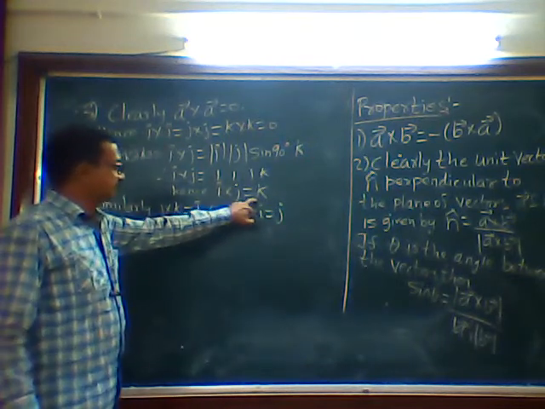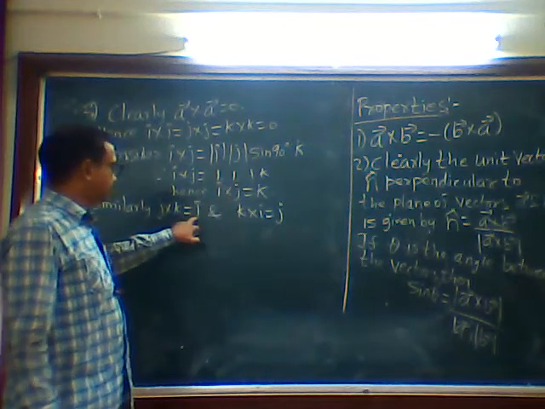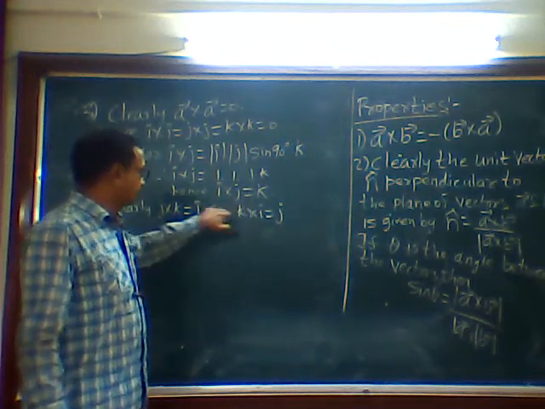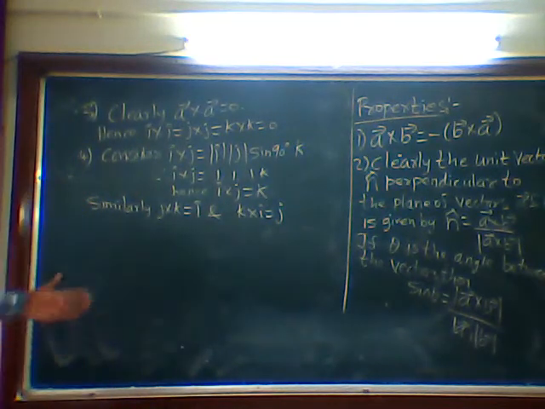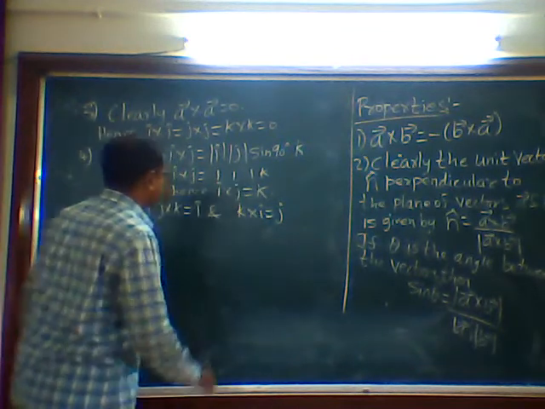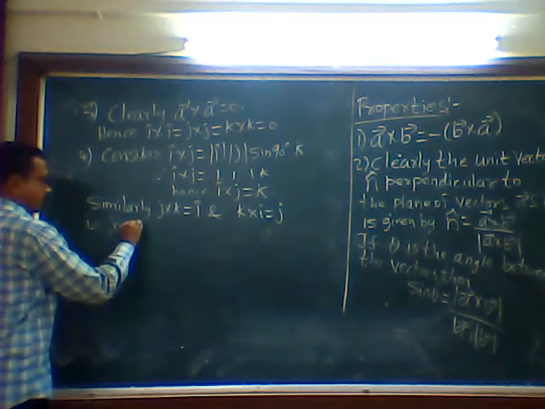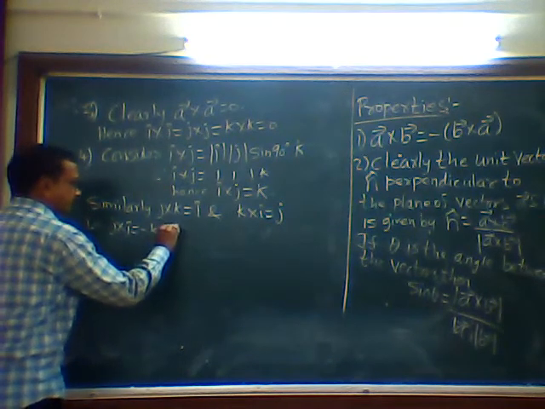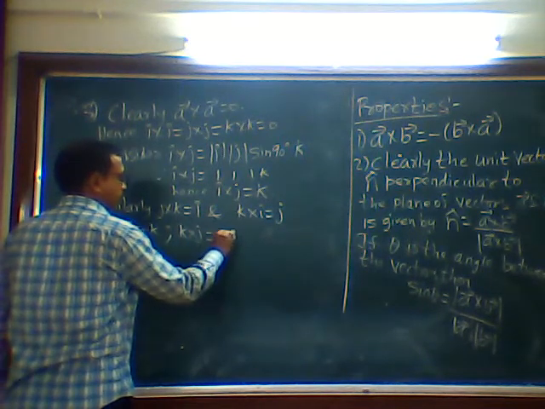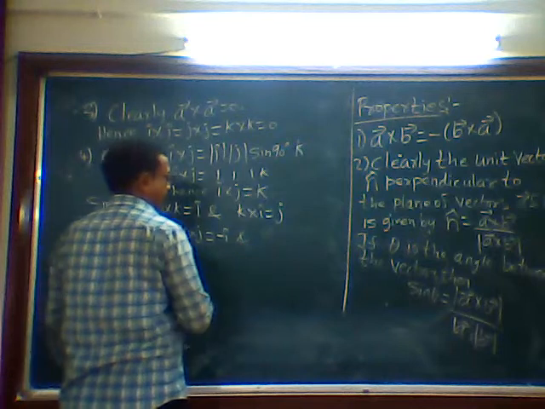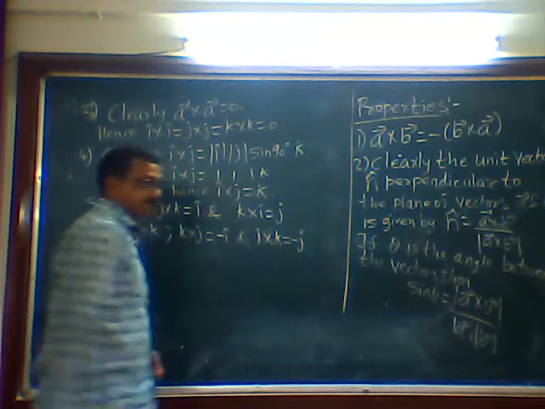See here, i into j is k. After that j into k is i. After that k into i is j. So that way we get it. If you reverse the order, you will get minus. That is j cross i is equal to minus k, k cross j is equal to minus i, and i cross k is equal to minus j.